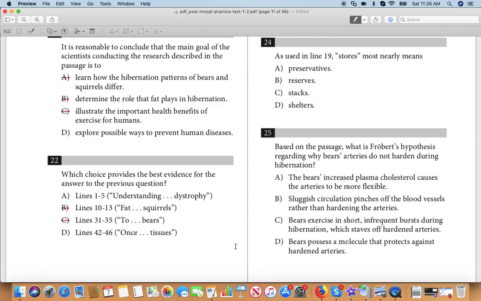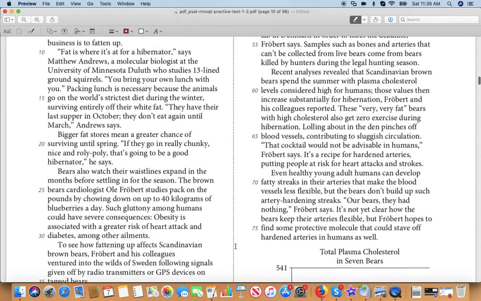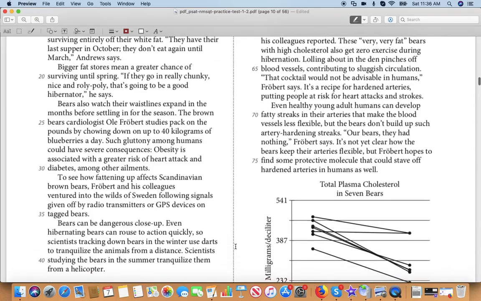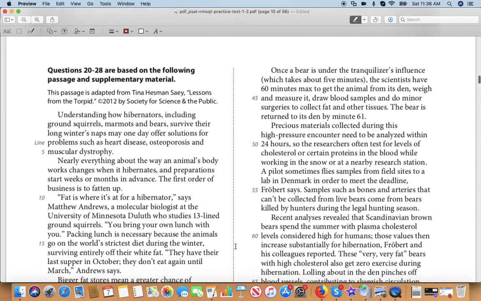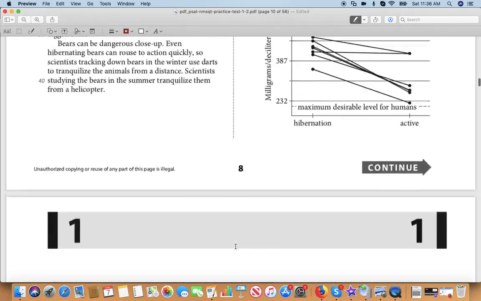42 through 46. Okay. So, there we go, up at the top. Once a bear is under the tranquilizer's influence, which takes about 5 minutes, the scientists have 60 minutes max to get the animal from its den, weigh and measure it, draw blood samples, and do minor surgeries to collect fat and other tissues. How's that?